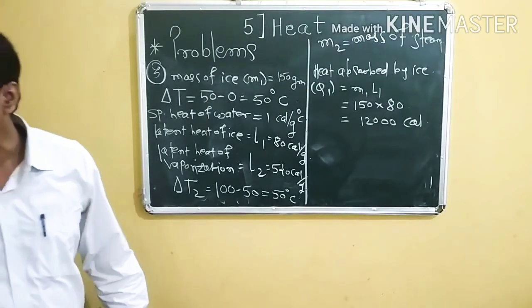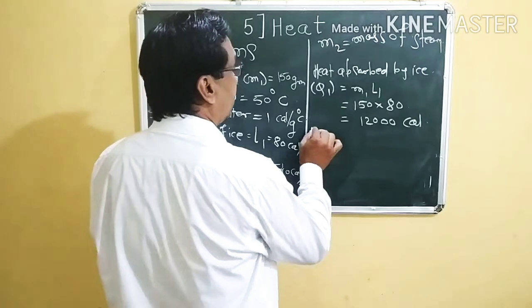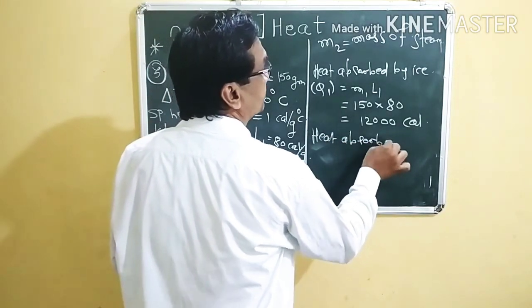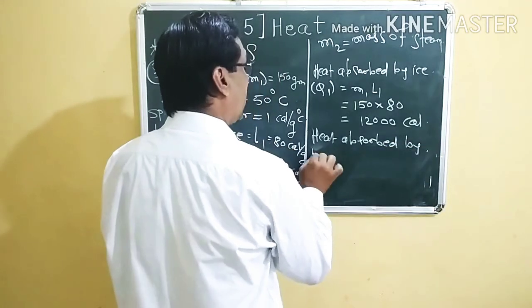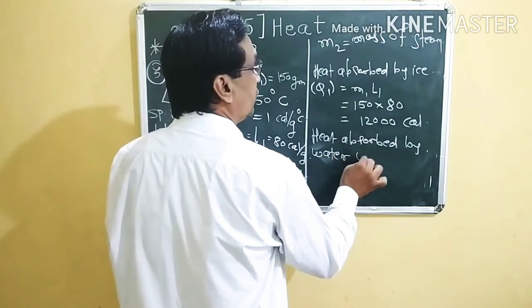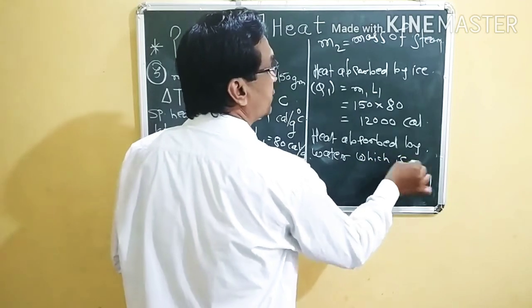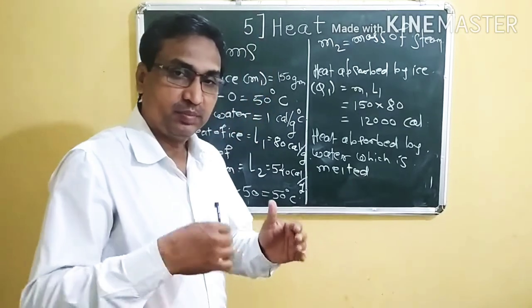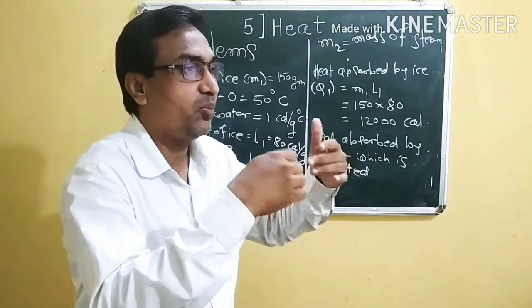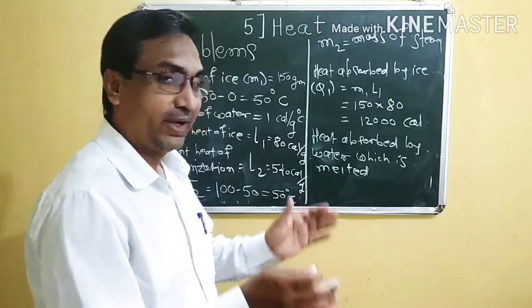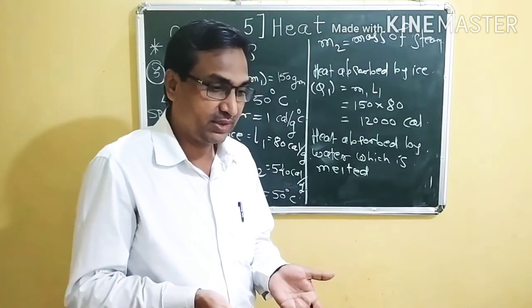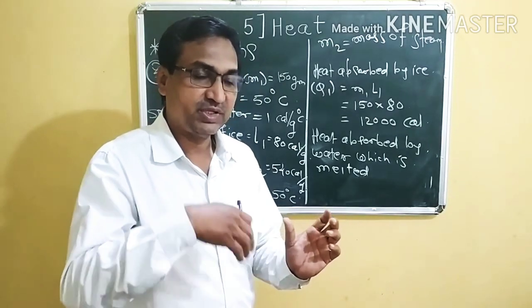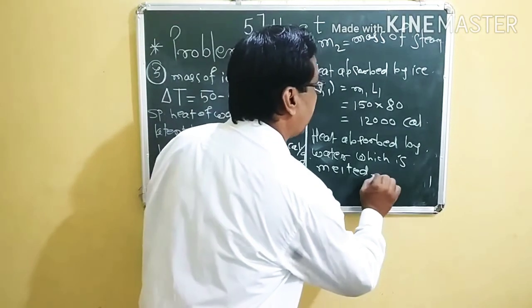Heat absorbed by water formed by melting, that is, melted water. Melting of ice into water, and this water gains heat energy once again, and its temperature rises to 50 degrees Celsius.